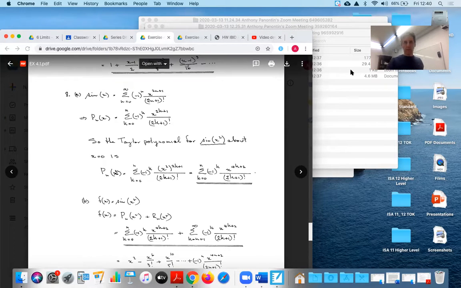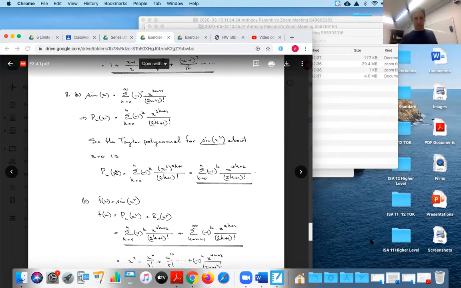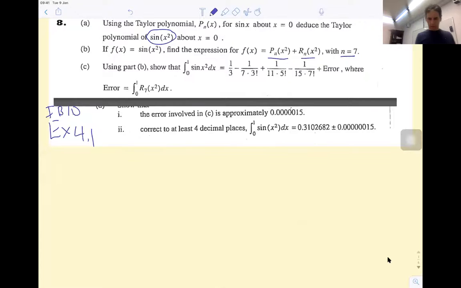And so I'm going to share now the iPad. Okay? And let's take a look at this solution here. So to do this, we want to use the Taylor polynomial for sine x to deduce a Taylor polynomial for sine x squared. When you see anything with sine or cosine, e to the x, or tan, you don't actually do the Taylor polynomial, or in this case, the Maclaurin polynomial, because it's around x is 0, by derivatives, okay?